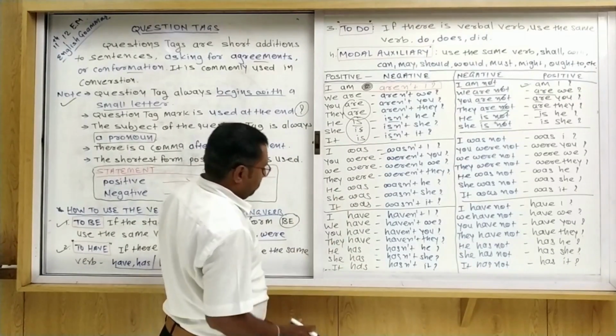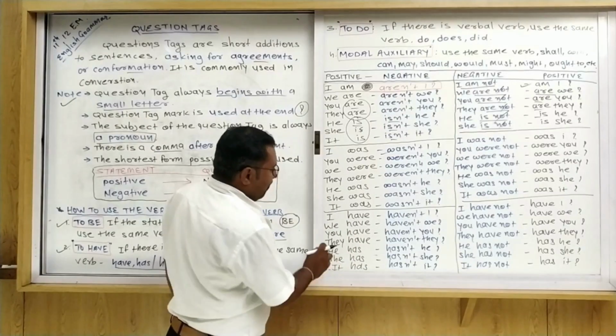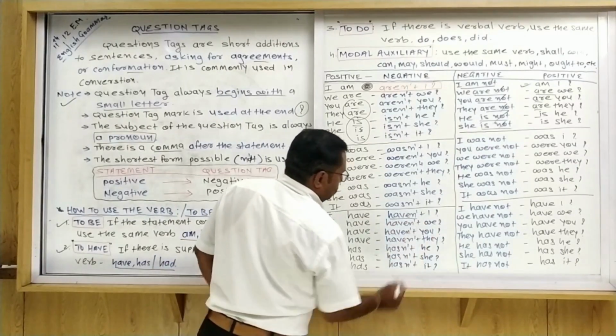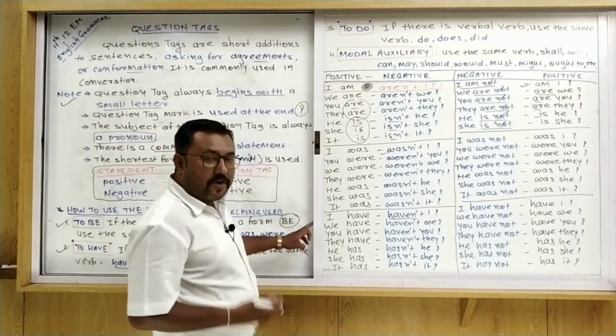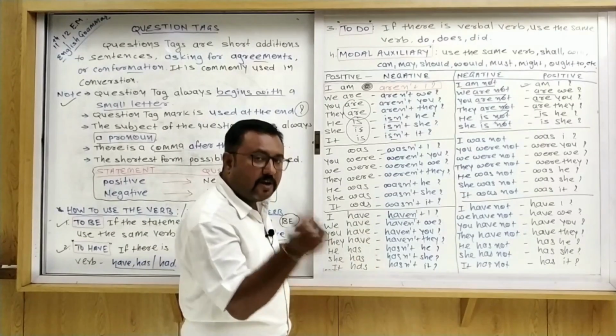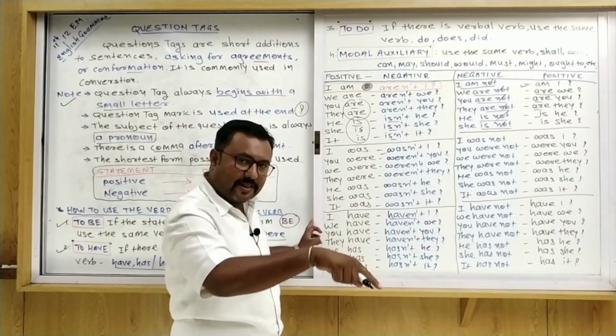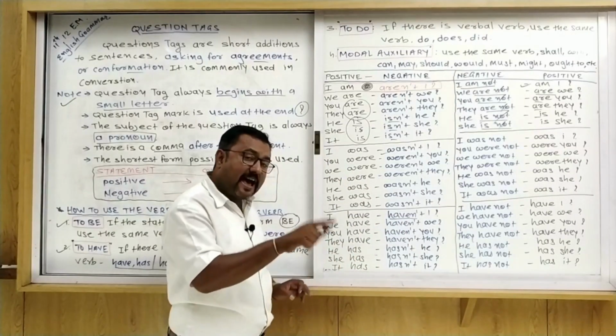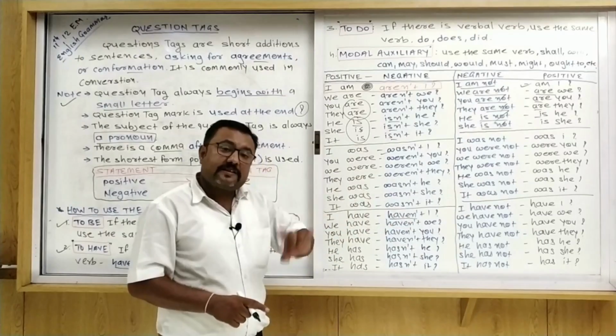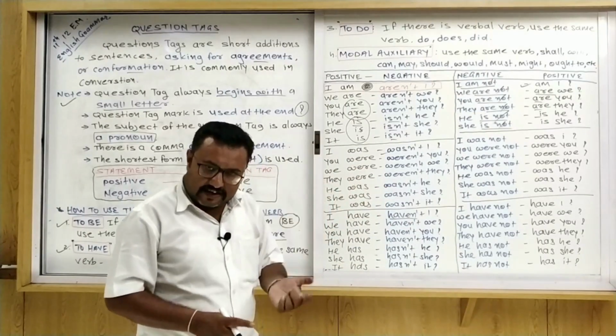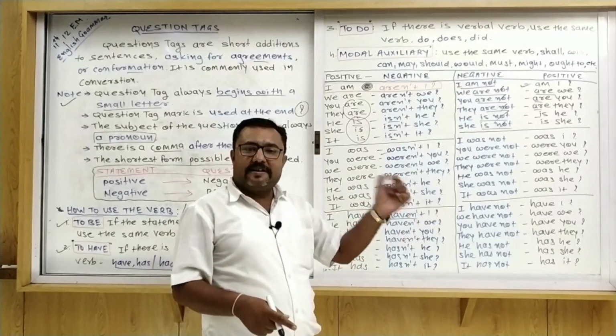Now, to have. I have. So you can write haven't I? We have, haven't we? You have, haven't you? They have, haven't they? He has, hasn't he? She has, hasn't she? It has, hasn't it?